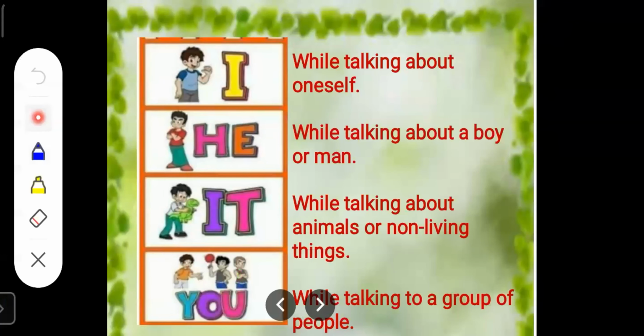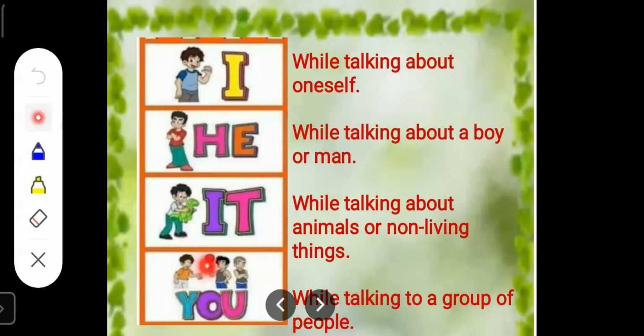Children, we also use the subject pronoun you when we are talking to many people. For example, I will tell you, "You all come here." Here I am talking to many people at a time. So I can use the subject pronoun you when I am talking to many people at a time.